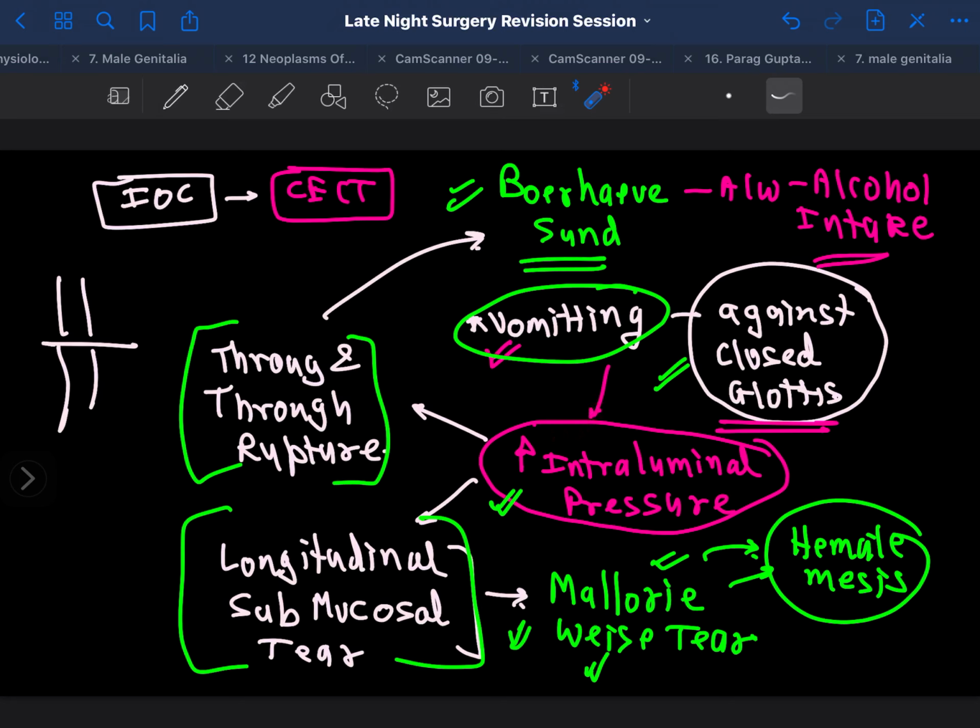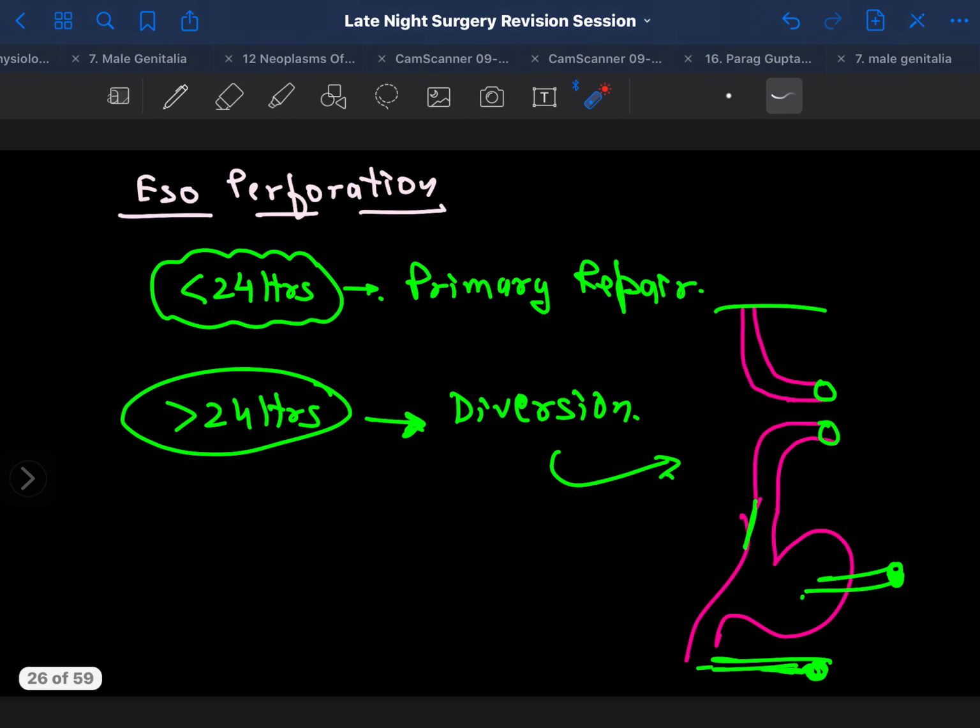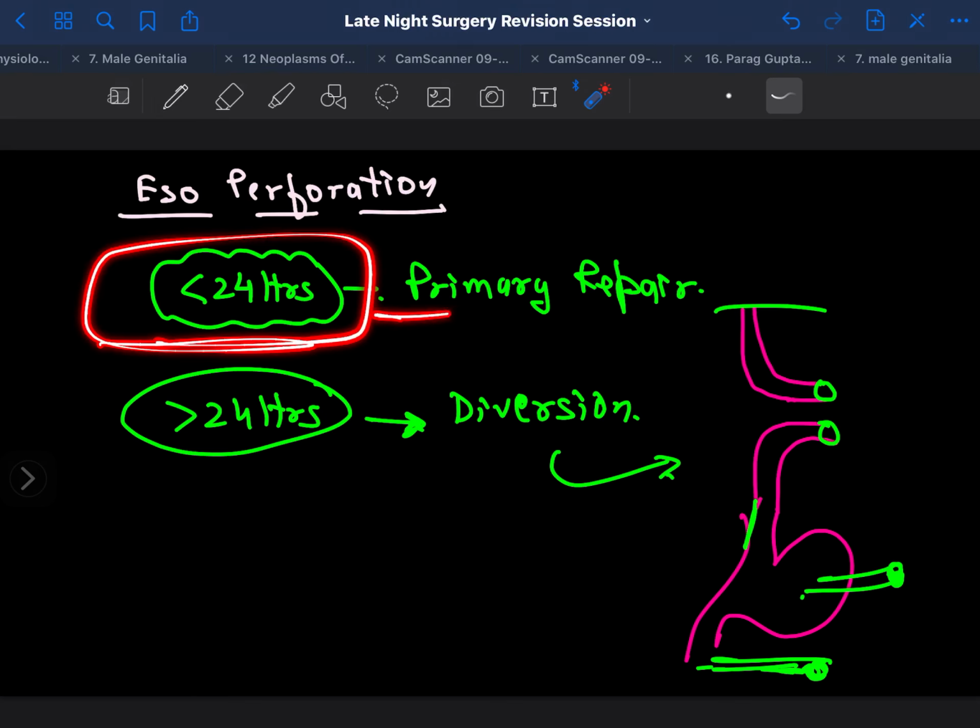Okay. Now here what is happening? Because of this, there is an increase in intraluminal pressure. Because of this, the esophagus can respond in any of the ways. If at all there is a through and through rupture of the esophagus, that is what is called Boerhaave syndrome. If at all there is a longitudinal kind of tear along the axis of the esophagus, that is what is called a Mallory-Weiss tear. Okay, here the patient is going to come to you with hematemesis. I hope you get this particular point.